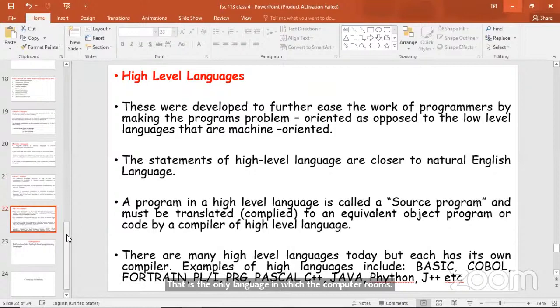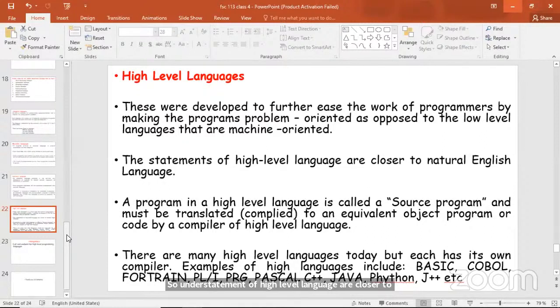High-level languages. These were developed to further ease the work of programmers by making the program problem-oriented, as opposed to low-level languages that are machine-oriented, right? So instead of writing things to communicate with the computer, you define a problem and provide a solution to that problem. So other intermediaries like the translator and the assemblers can now translate the problem for the computer to understand. So the statements of high-level language are closer to natural English language.